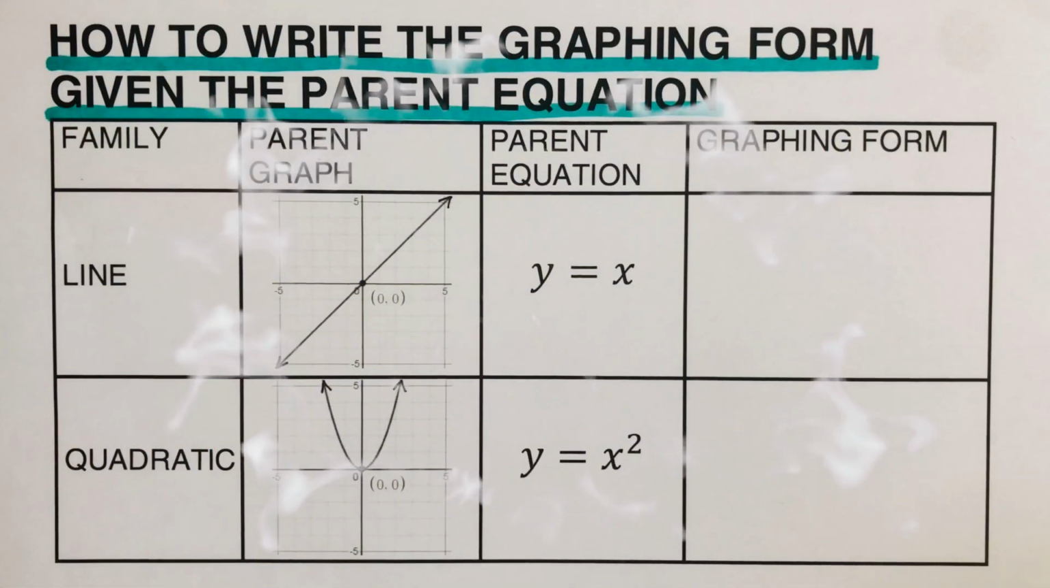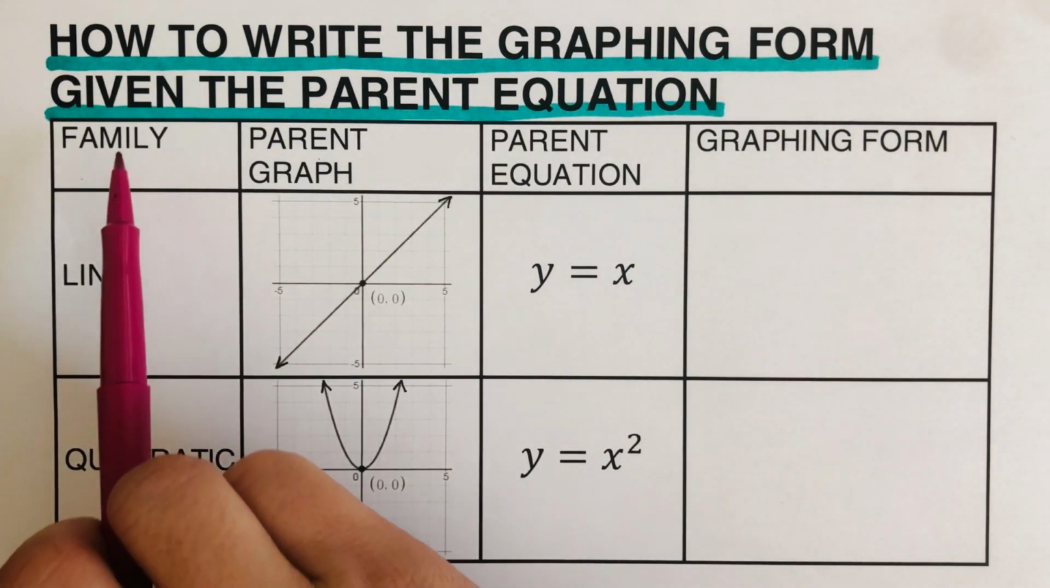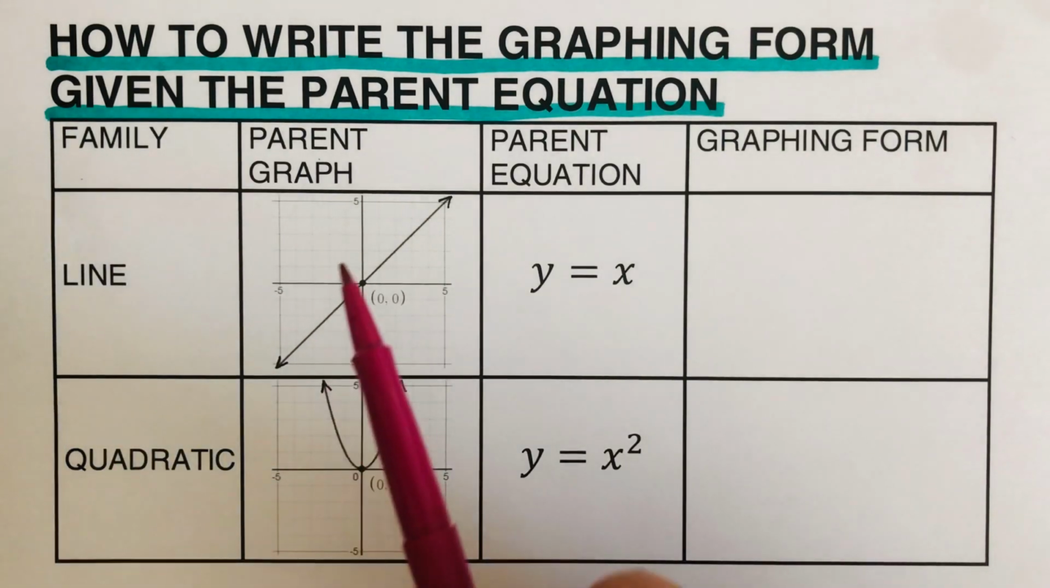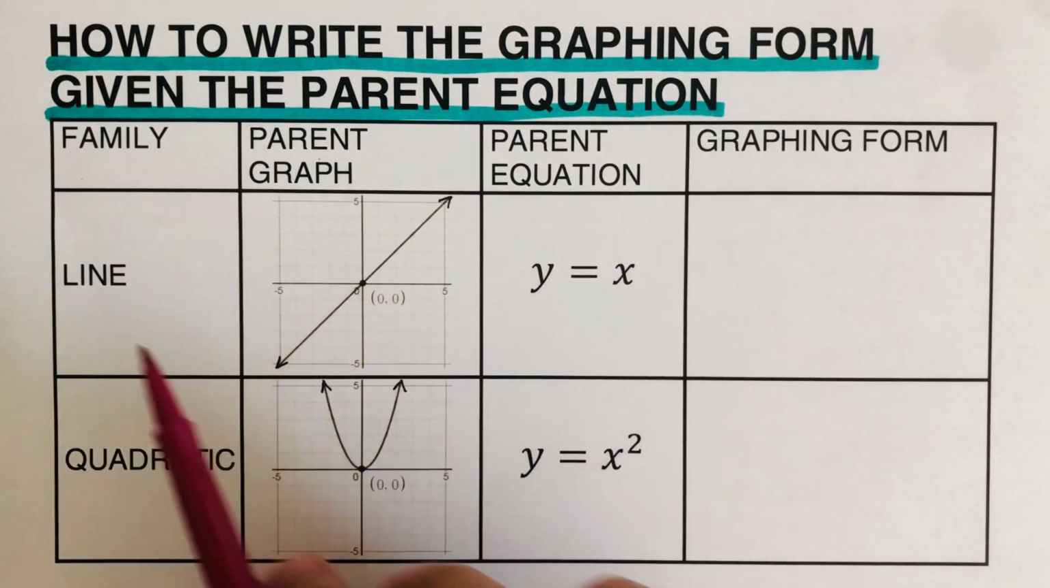Hello everyone. In this video, I will give you a trick on how to write graphing form given the parent equation. I have here a 4-column table. The first column would be the family of a function. The second column would be the parent graph. The third column is the parent equation. And the fourth column is a blank, which we are going to fill in today: the graphing form of each of these families of functions.